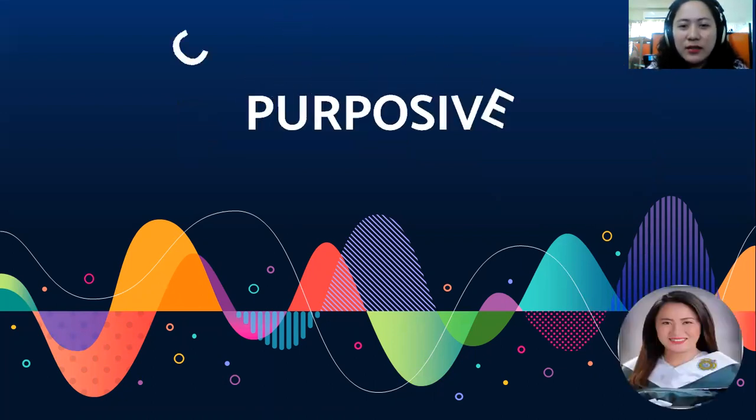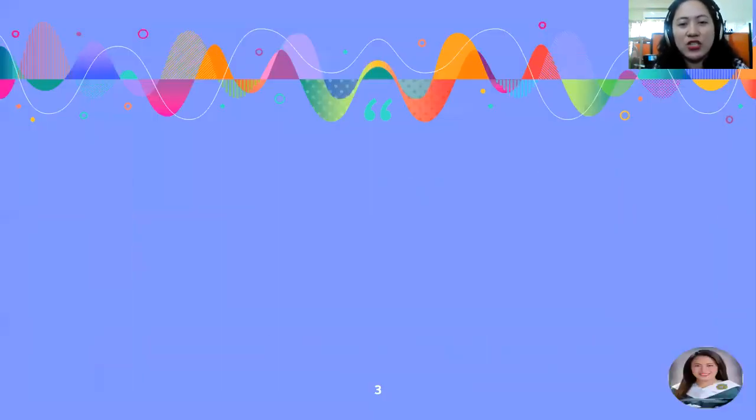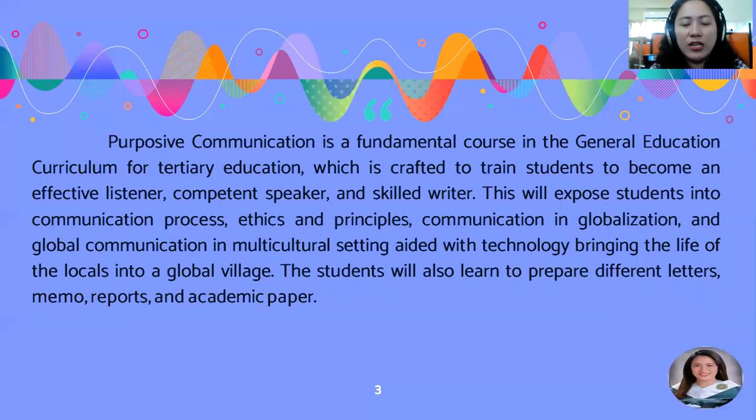So purposive communication is one of the general education subjects in tertiary education. So for full definition, it is a fundamental course in general education curriculum for tertiary education. This is called fundamental because no matter what course you will enroll in college, you really have to undergo this subject.